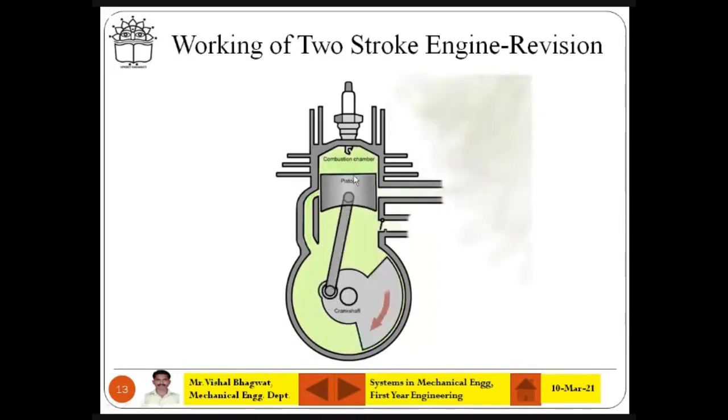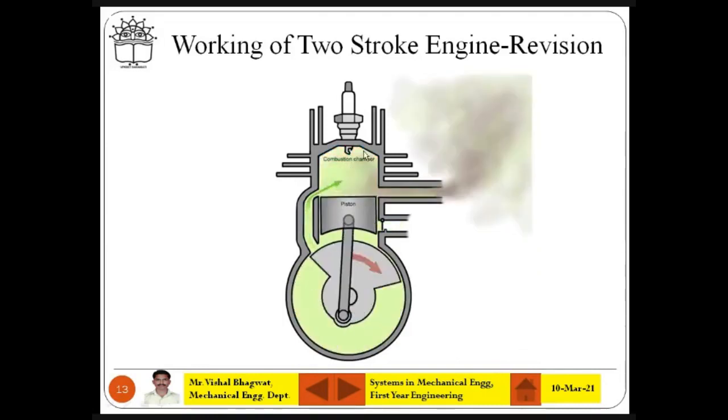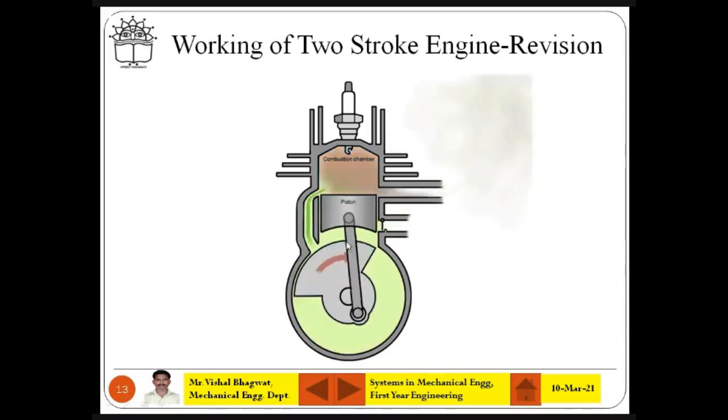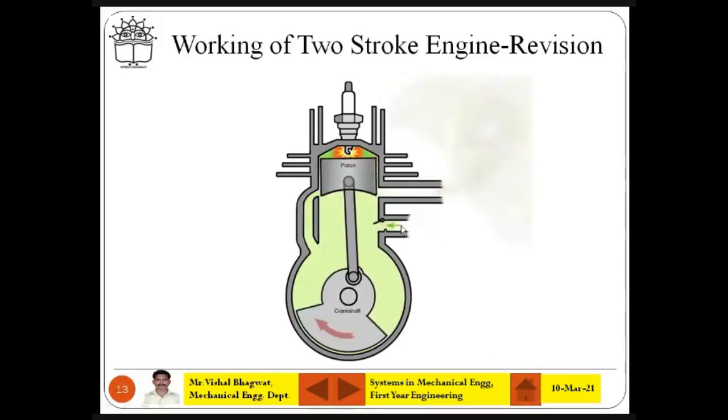At the same time, when the piston is going up, inside the combustion chamber the fuel is getting compressed, and at the end it is getting burned and expanded. Suction is happening from the intake port, but at the top, inside the cylinder, there is a compression. That means 2 strokes are happening at the same time.